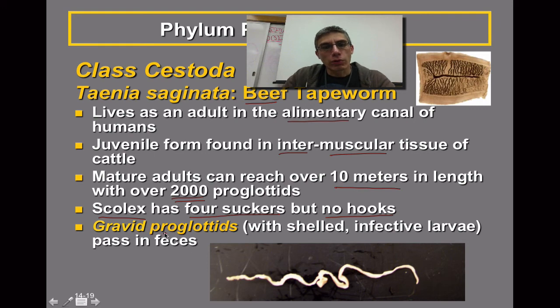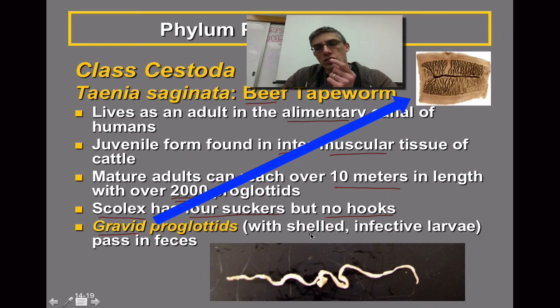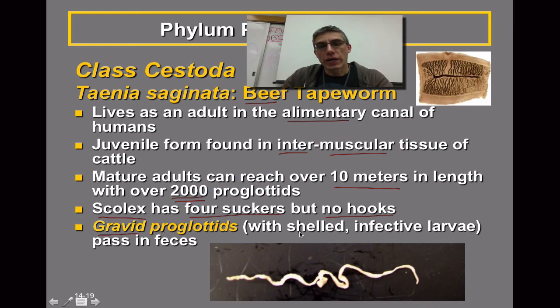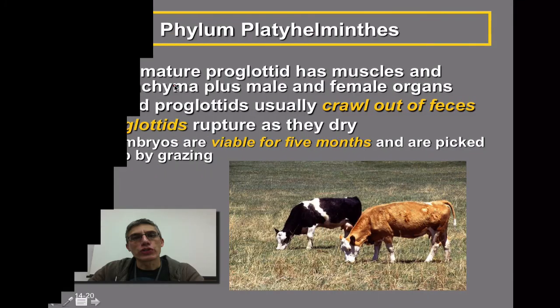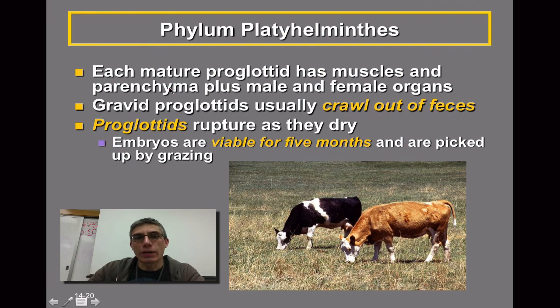Now, when you talk about proglottids, oftentimes we refer to them as being a gravid proglottid, which means these proglottids, or these small sections of the tapeworm, basically contain shelled infective larvae, and these proglottids can actually be passed out in the feces of the animal. Now, each mature proglottid has muscles and a parenchyma layer, and it has male and female organs, so each proglottid essentially acts as an individual tapeworm.